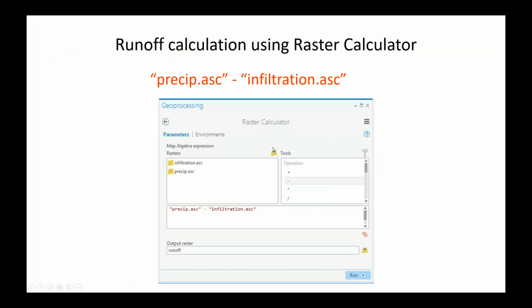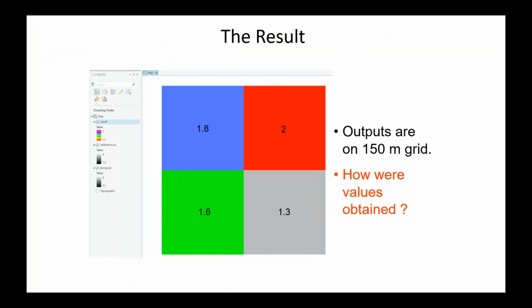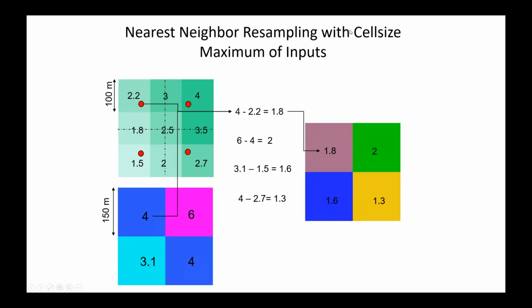So this just shows the raster calculation tool and the results. The outputs were on a 150 grid. How were they obtained? There was a nearest neighbor resampling with the maximum of the inputs, with the cell size the maximum of the inputs.